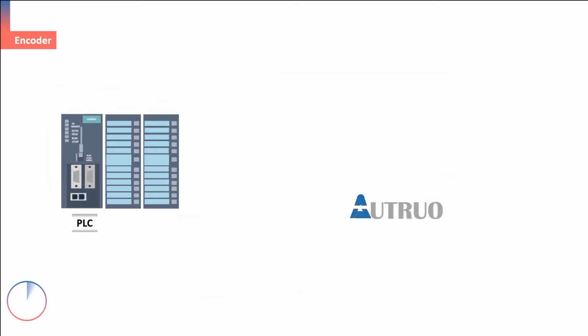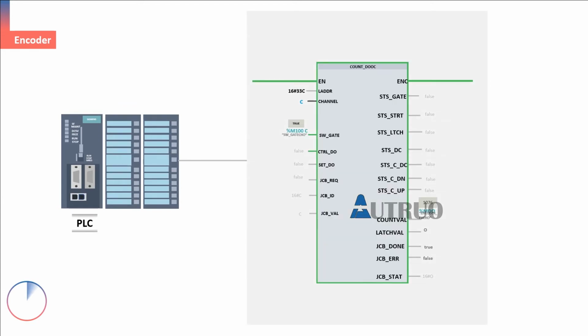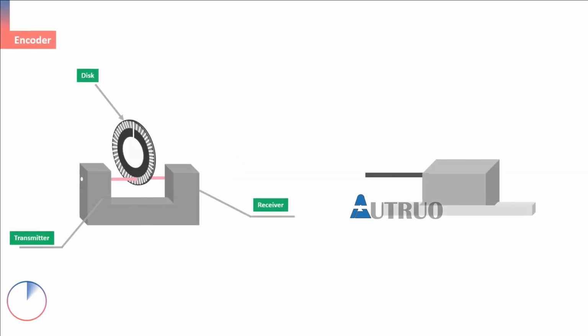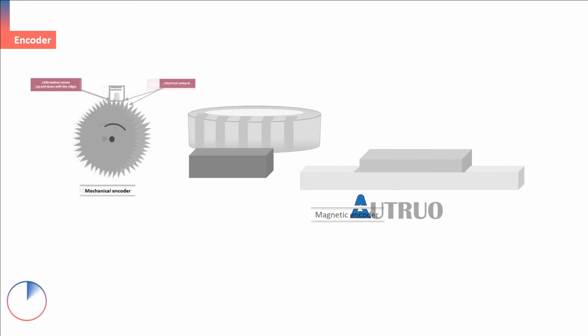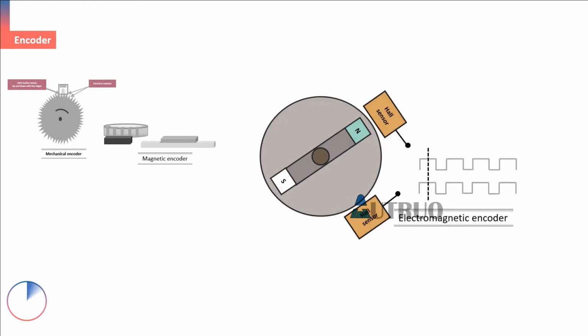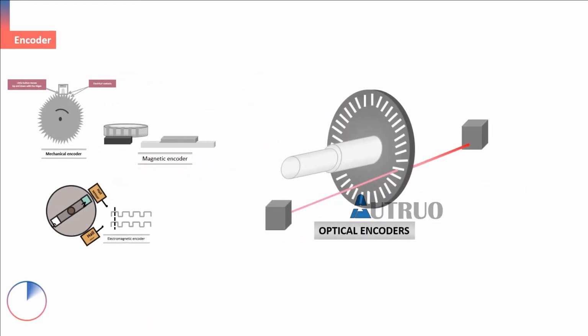The converted electronic signal will be scaled. The scaled value will be used within the PLC program. There are different types of encoders, which are rotary encoders and linear encoders. Based on technology, encoders are also of different types. This includes, but is not limited to, mechanical, magnetic, electromagnetic and optical encoders.